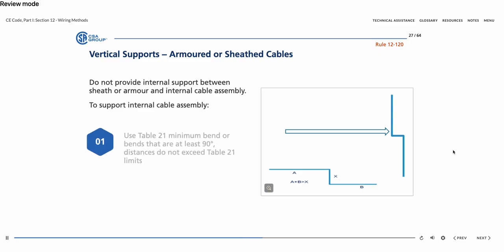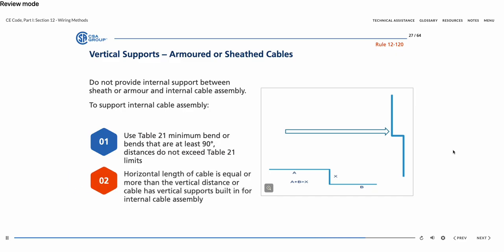They are, if there is the equivalent of a 90-degree bend at intervals specified by Table 21, the horizontal cable run is greater in length than the vertical run, or the cable is specifically designed for vertical runs, such as cables used in the mining industry.